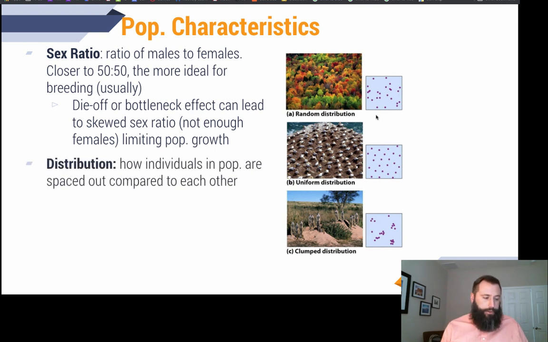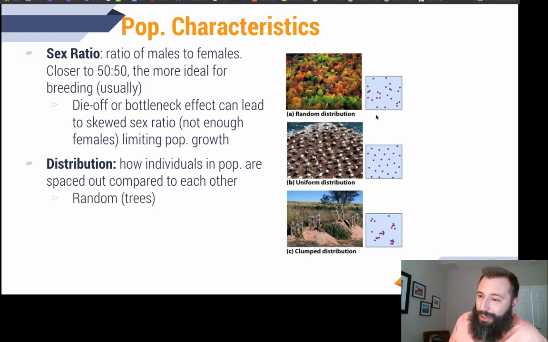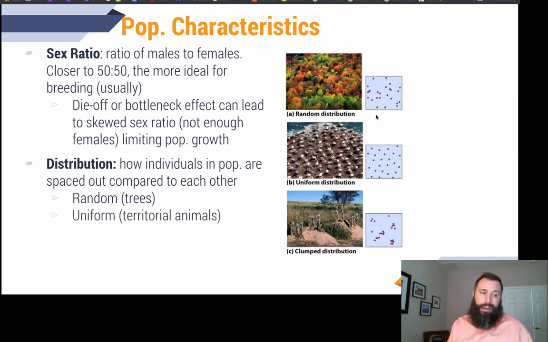Distribution is a characteristic of populations, right? How individuals in a population are spaced out in relation to one another. Take a look at the image here on the right-hand side. The first one here is random distribution of individuals. This occurs oftentimes with plants. Think of random distribution of seeds, as the seeds might be carried and deposited by birds or by wind, for example. Uniform distribution might occur with territorial animals, including some birds that you're seeing.